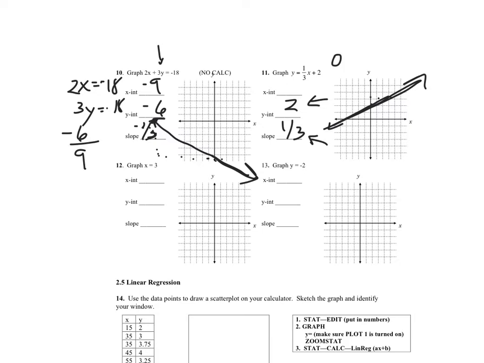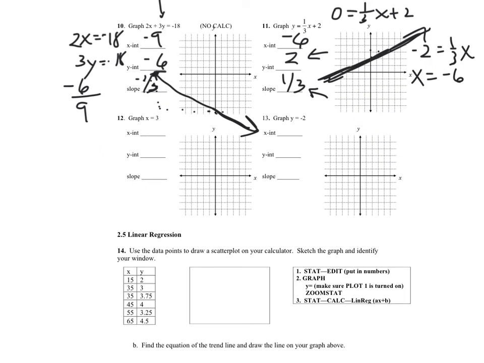So if you let y equal 0, you get 1/3 x plus 2. You would subtract 2 to the other side, and then solving for x, you'd multiply both sides by 3. So x is negative 6. Now my graph's a little bit off. It should be over here more. So don't trust your graph if you don't have a straight edge.